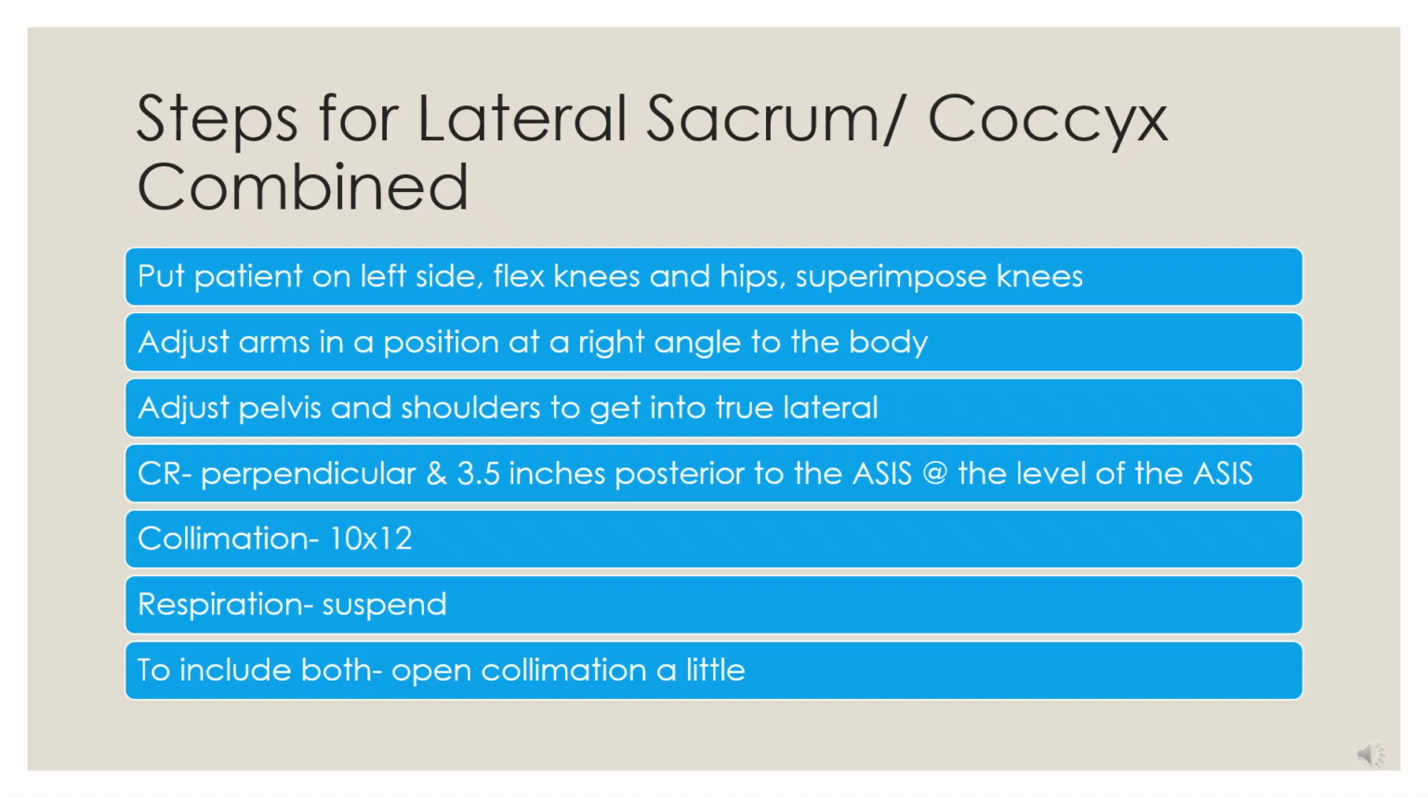For the lateral sacrum and coccyx combined image, you're basically going to do the same thing as the other two laterals. You're going to put the patient on their left side, flex knees and hips. You're going to put the knees on top of each other. You're going to put arms out in front. You're going to adjust the pelvis and shoulders to get into true lateral.